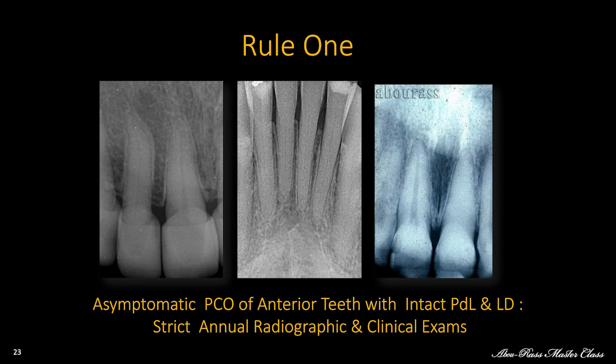So rule number one: if the patient is asymptomatic and you have pulp canal obliteration, no symptoms, you take a head-on x-ray and you can see the lamina dura, perfect. You see the periodontal space, lamina dura, intact bone, intact interproximal bone. Same thing here. In those cases, you follow rule number one: strict annual radiographic and clinical exam.